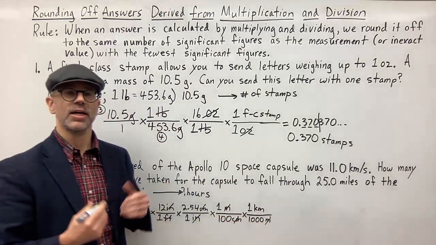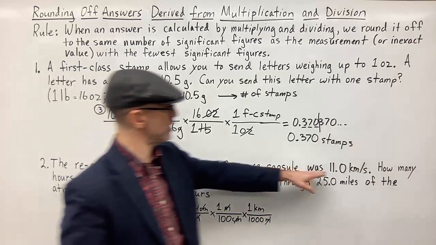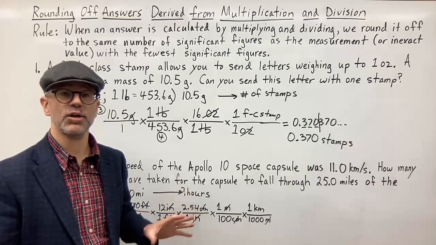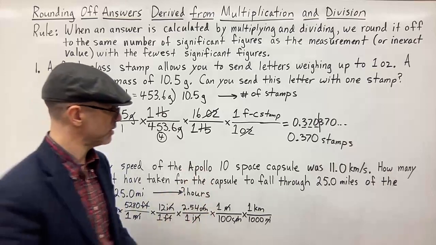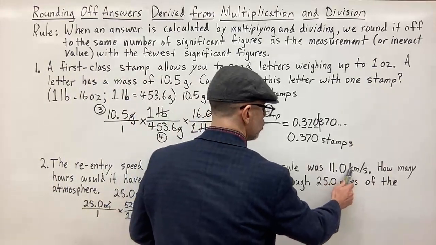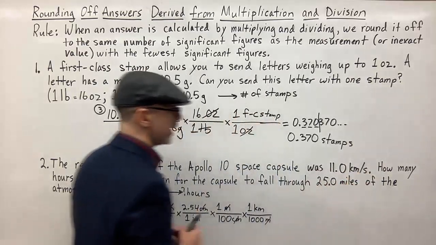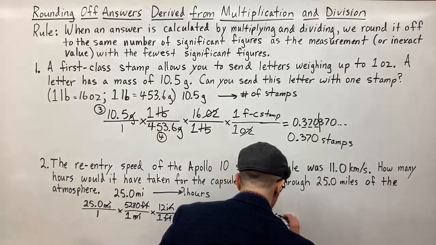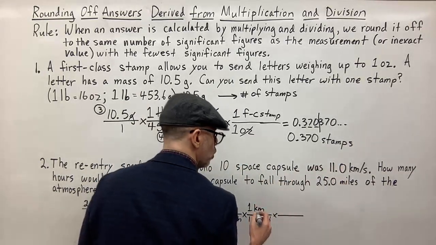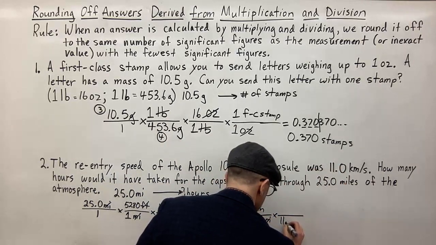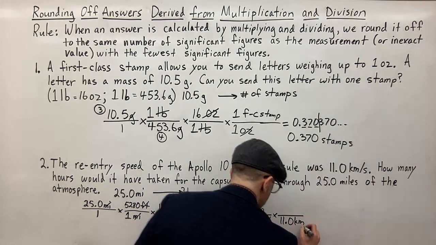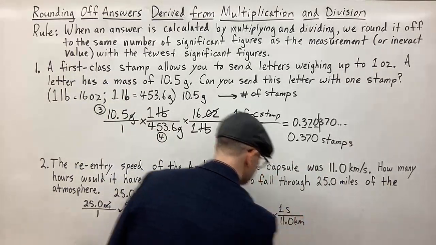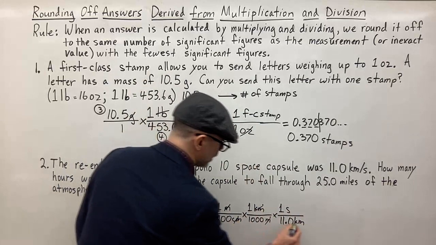Now that I have kilometers, I can use the speed that they give me as a conversion factor to convert from kilometers to seconds. So I know that 11.0 kilometers per 1 second. So kilometers is going to go on the bottom. So the 11.0 kilometers goes on the bottom, and then 1 second goes on top. So now kilometers cancels out.